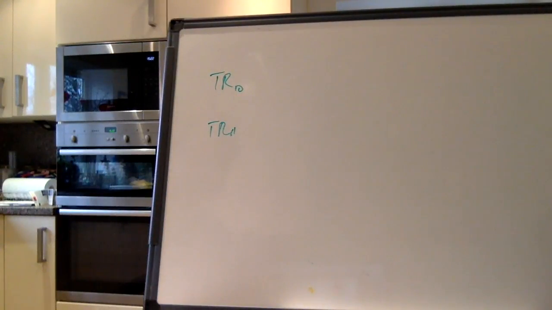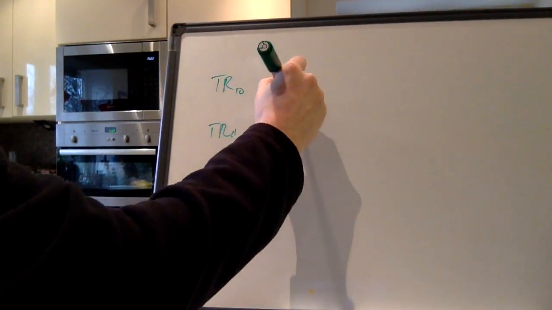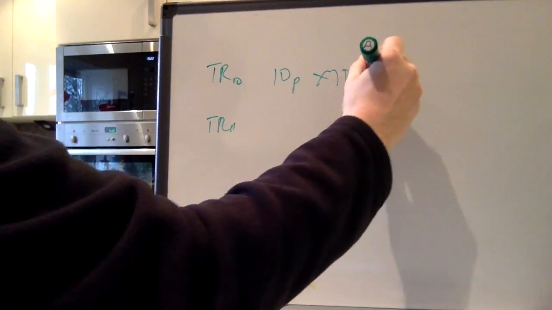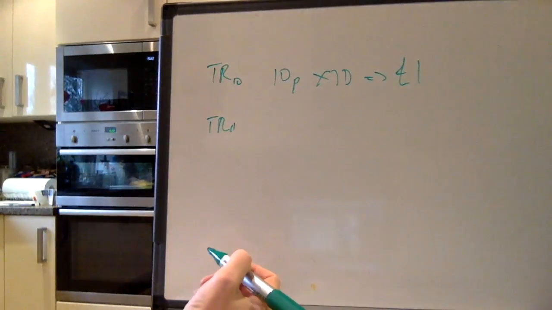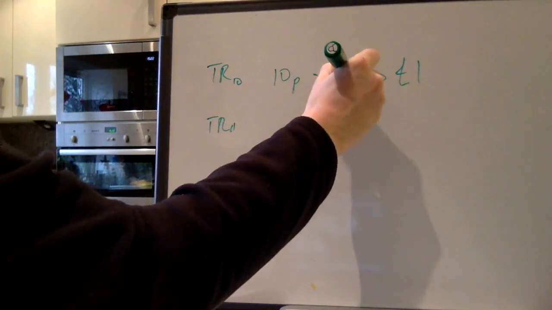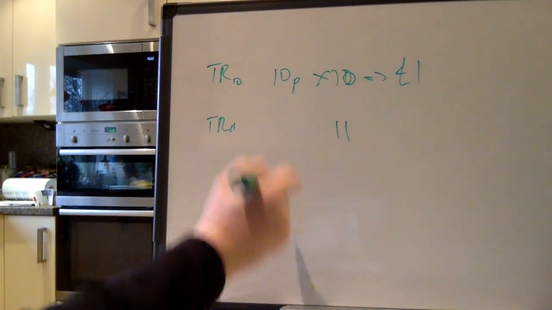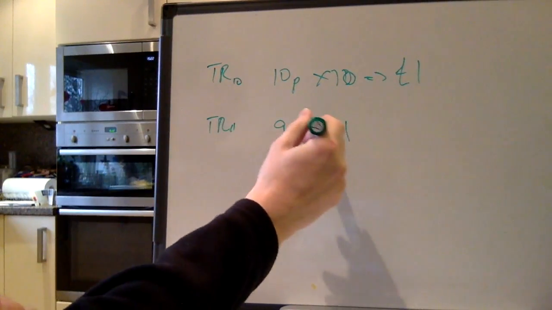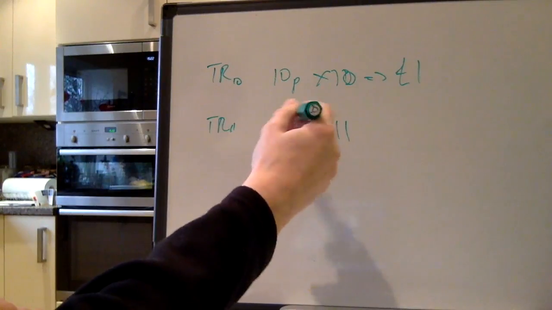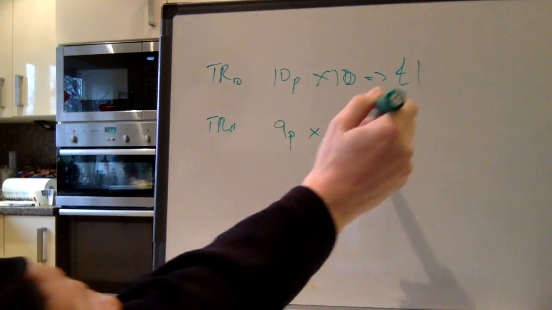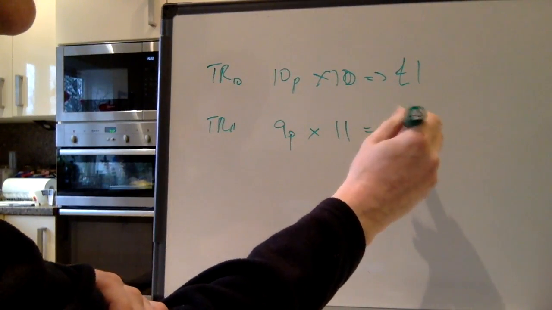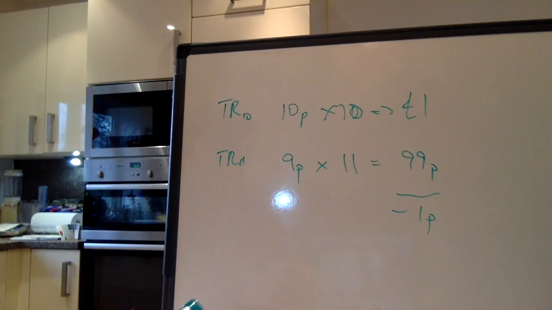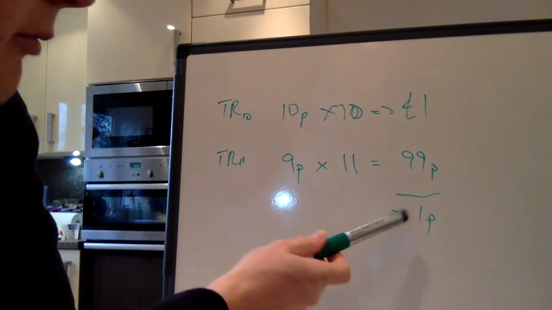If we have 10 cards, what we know is that each card is 10p, so the total revenue is a quid. But if we sell an 11th card, the price drops to 9p. So if a consumer buys 11 cards, the producer is now only getting 9p each, so they're getting a total revenue of 99p. Therefore, marginal revenue is actually minus 1p.